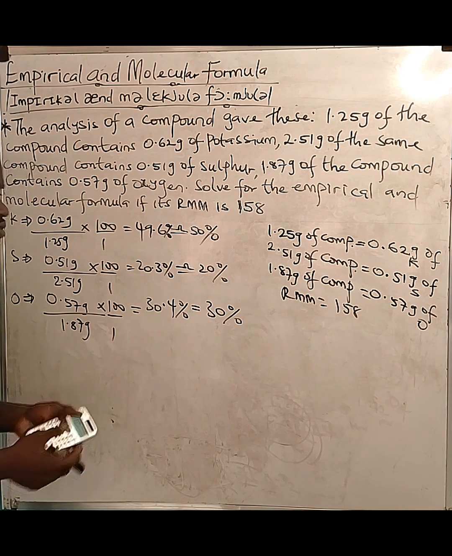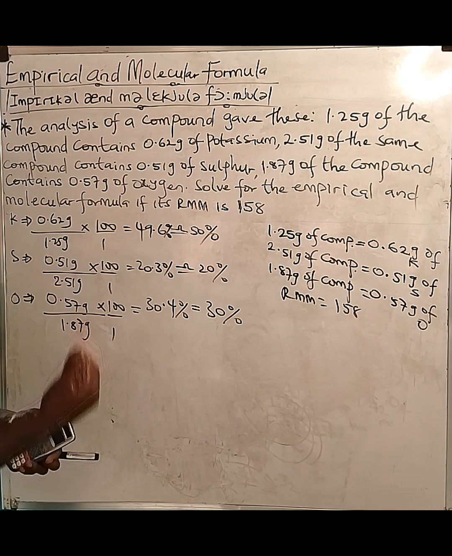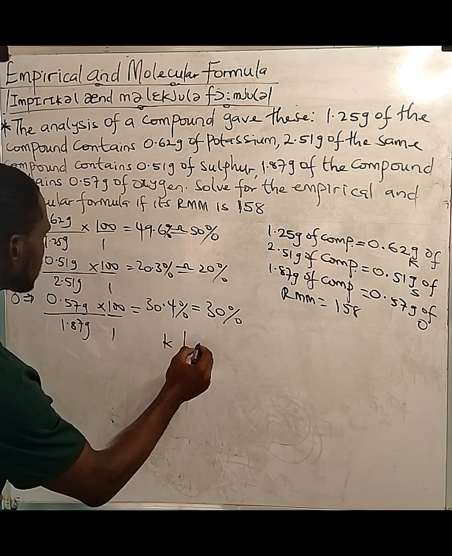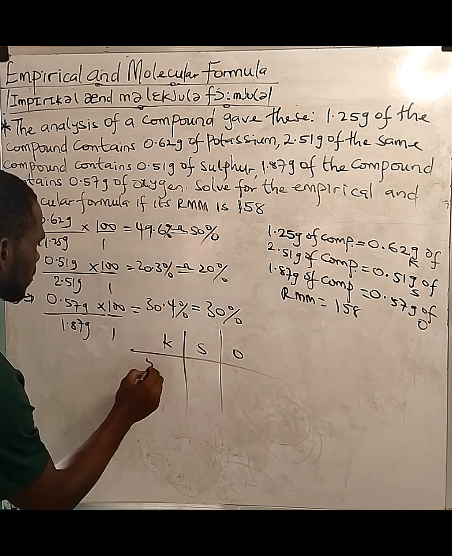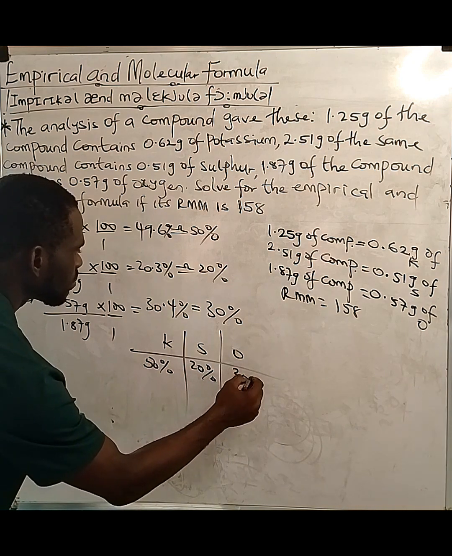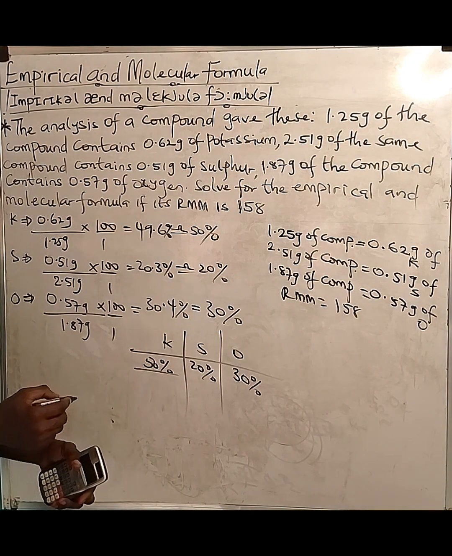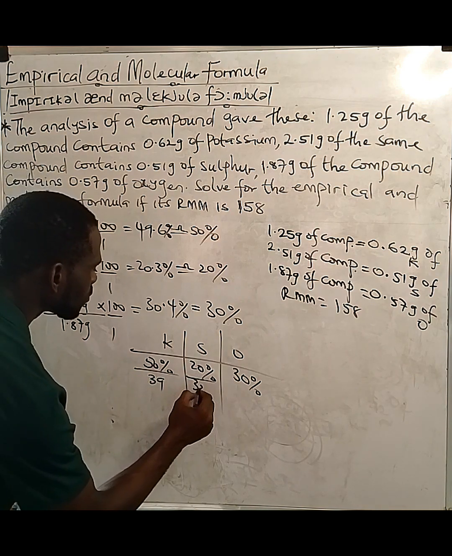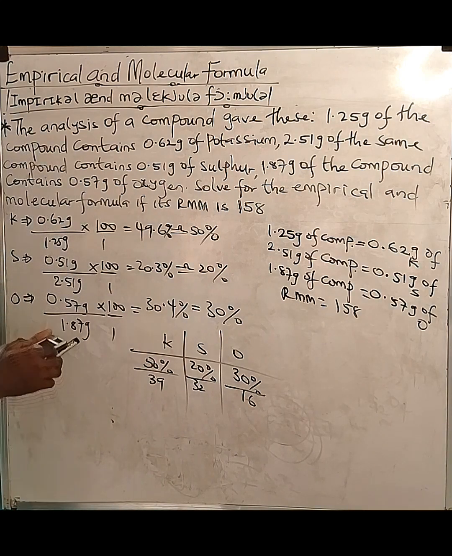So we're going to progress right now to using the tabular method to get our empirical formula. We're going to be getting the mole for each of them. So first, potassium, sulfur, oxygen. Potassium is 50%, sulfur is 20%, and oxygen is 30%. What's the atomic mass of potassium? Potassium, number 19 on the periodic table, has 39. Then sulfur is 32, number 16 on the periodic table. Oxygen is 16, number 8 on the periodic table. So we're going to get the mole for each of them.